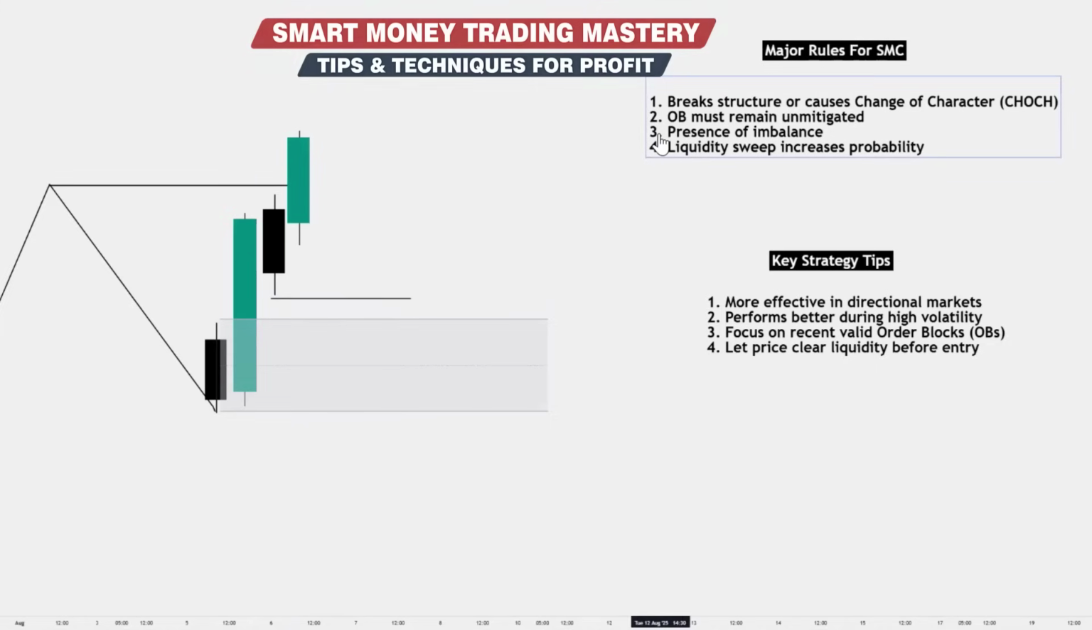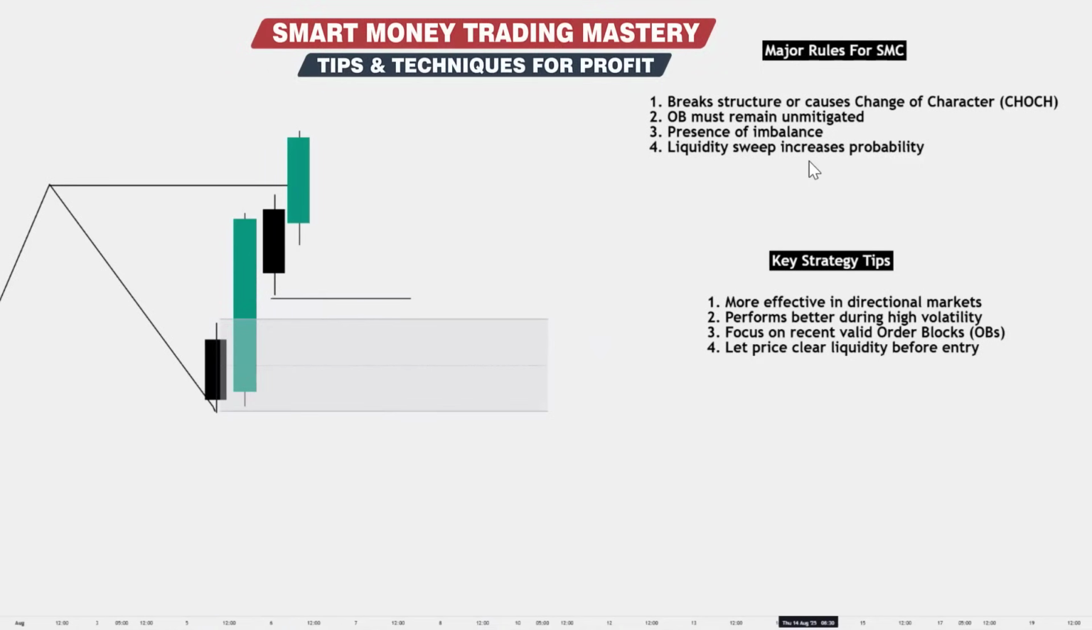Just like we said on the third point, the presence of imbalance is also valid. Now you see we have an inefficiency around here, and imbalance, like I said, is the inefficiency between buyers and sellers, where we have only one player at that particular point. In this case, you see we only had one player. That's why you see this space right here, because we only had buyers pushing price to the upside.